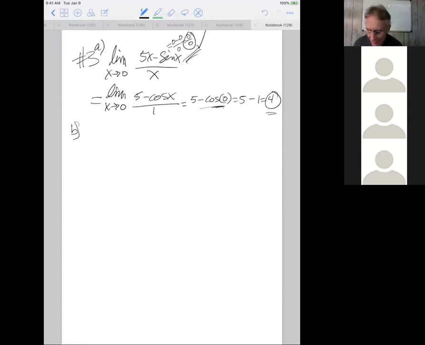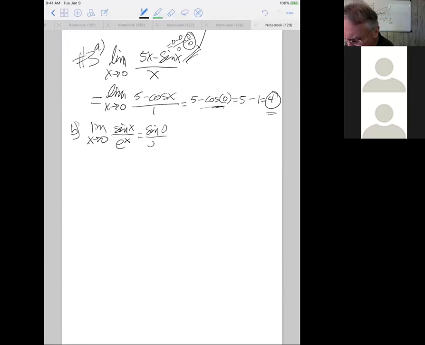All right, B. Limit as x goes to 0 of sine x over e to the x. Okay, several of you made a couple mistakes, but you did this part. You plugged it in. You got sine of 0 over e to the 0, which is 0 over 1, which is 0. That is the answer. There is no 0 over 0. There's no infinity over infinity. There's no L'Hopital. The answer to this is 0.